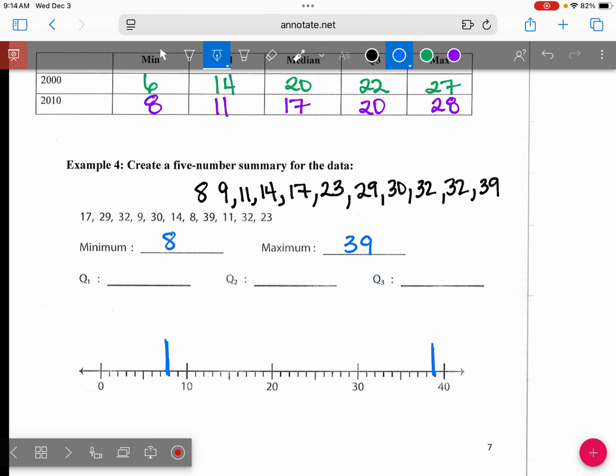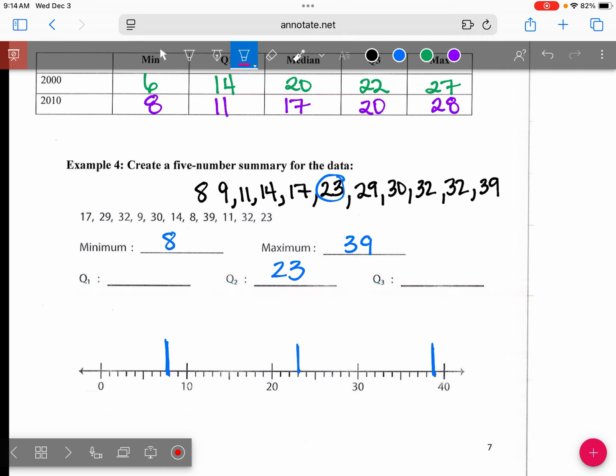So what number is in the middle? Directly in the middle. What you come up with? 23. Anybody else get 23? All right, so 23, I'm going to circle that number. That's my Q2. Then I'm going to draw me a line at 23. All right, so now I'm taking that 23 out.